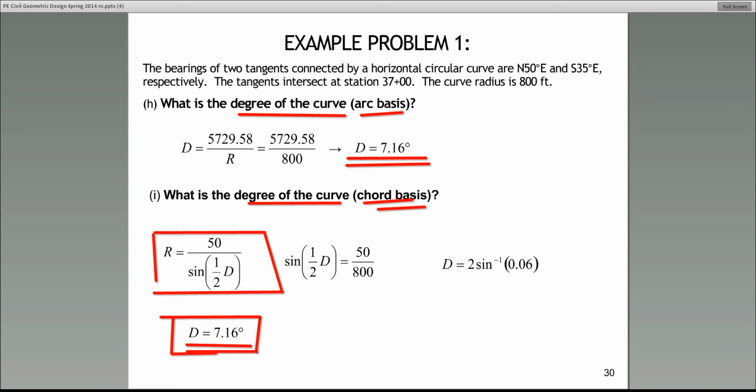Now, tell me, what does this mean? If the degree of curvature based on the chord basis is exactly the same as what you get using the arc basis, what does that tell you about the curve?